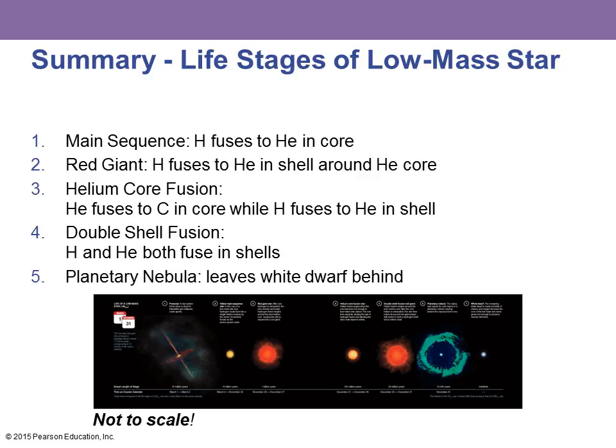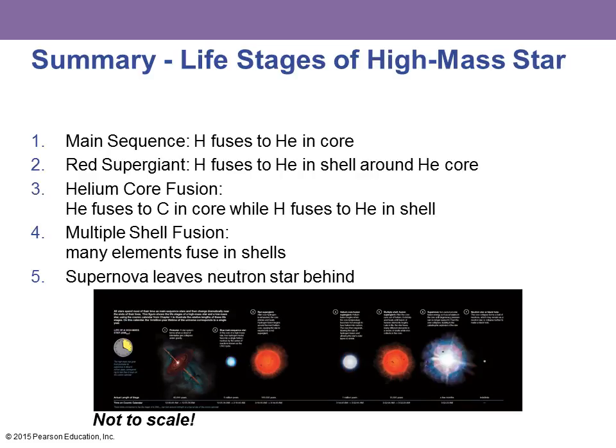So, life stages of a low mass star: main sequence, red giant, helium core fusion, double shell fusion, and then planetary nebula, which eventually results in a white dwarf. A high mass star is one where it's on the main sequence, turns to a red supergiant. We get helium core fusion, we get multiple shell fusion, and then a supernova leaves behind a neutron star.